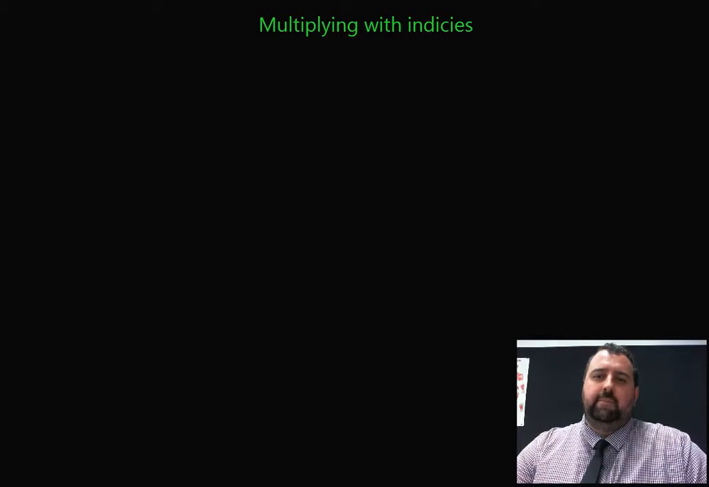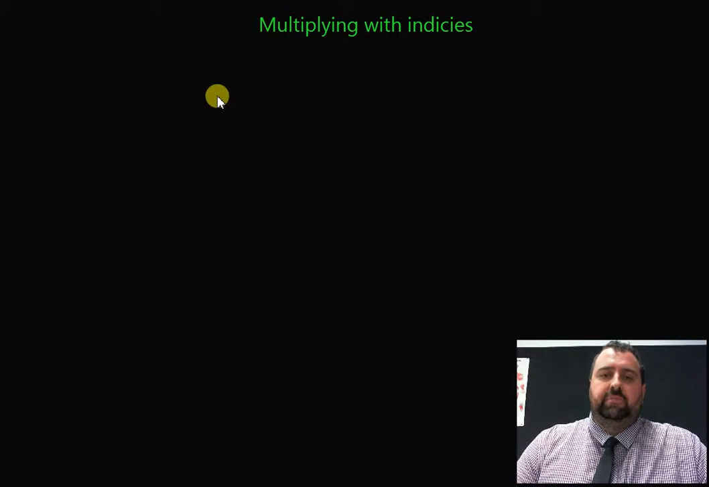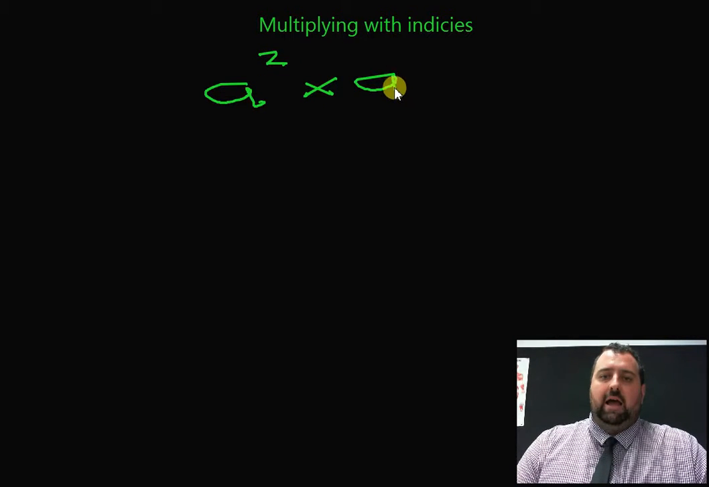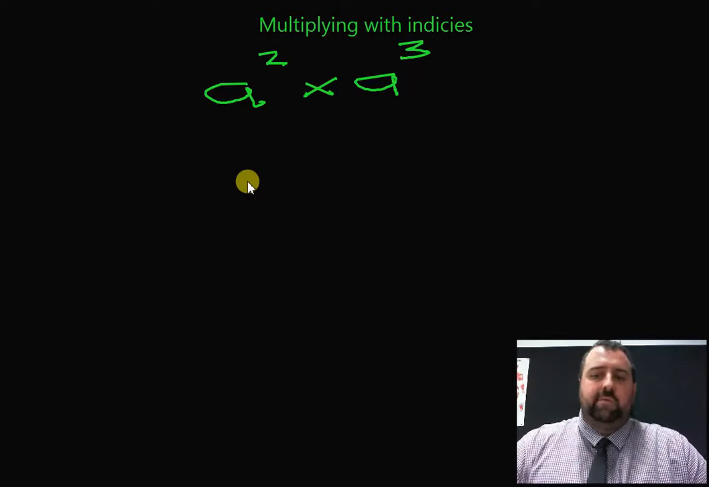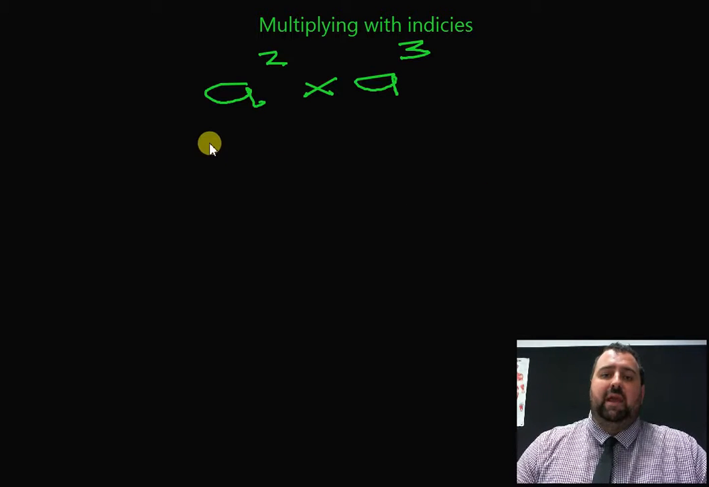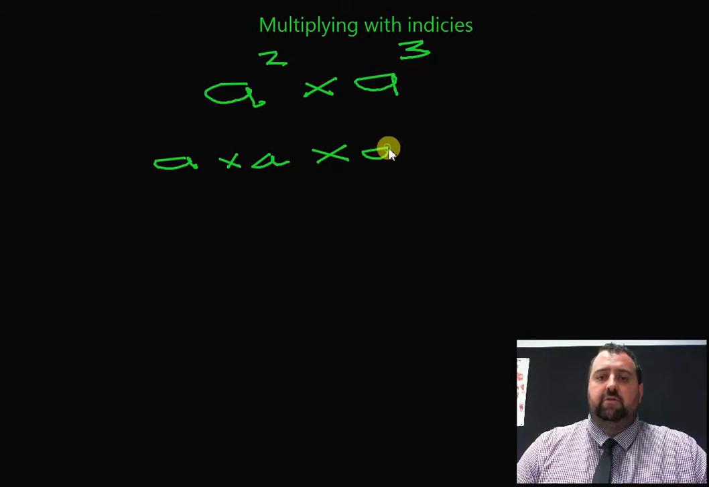So we're going to talk about how we can multiply when indices are involved. A good example of this would be a to the power of 2 times a to the power of 3. The way I'm going to explain this is by doing the expanded form of these. So a to the power of 2 becomes a times a, and then we have our times, and then we have a to the power of 3, so a times a times a.